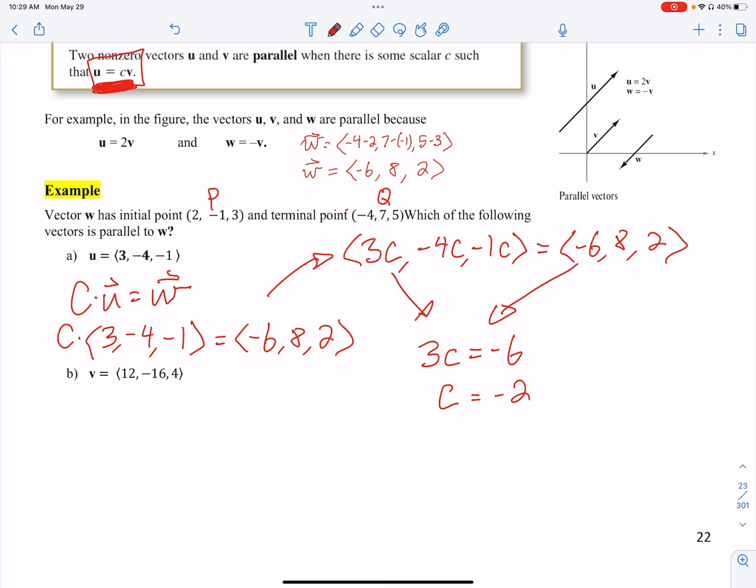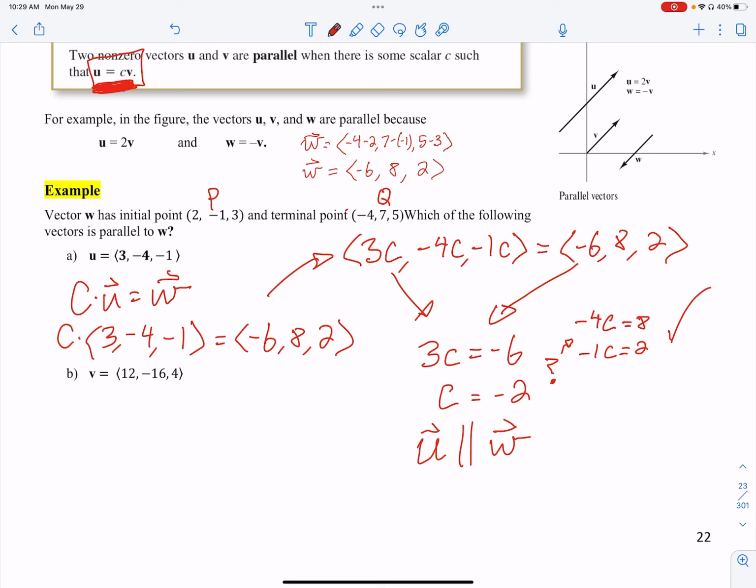And now I have to check, does this work with the other ones? So the other ones were -4C equals 8 and -1C equals 2. So the question is, does it apply here? Well, if I plug in -2 for C, I get 8, and I plug in -2 for the C on the bottom, it works. So U is parallel with W. There's my symbol for parallel, 2 straight bars.